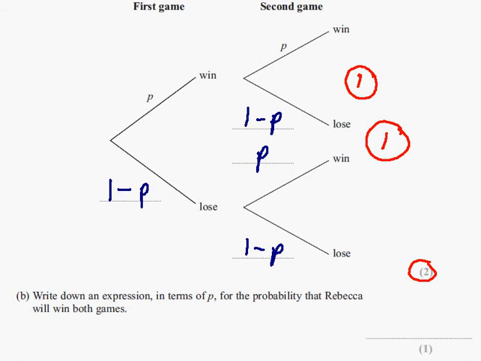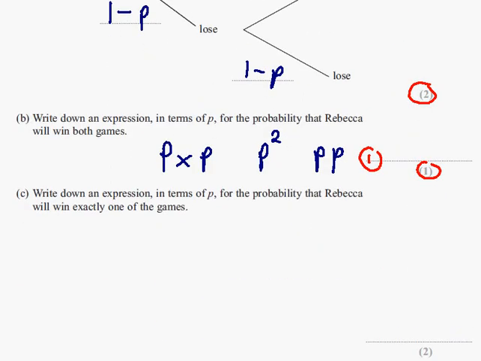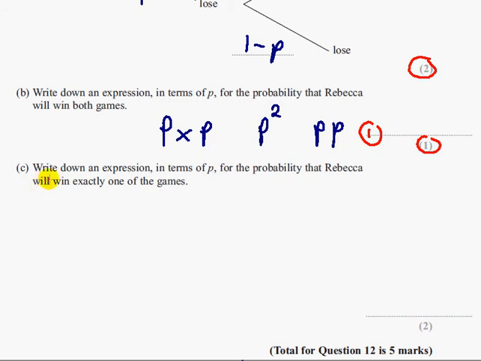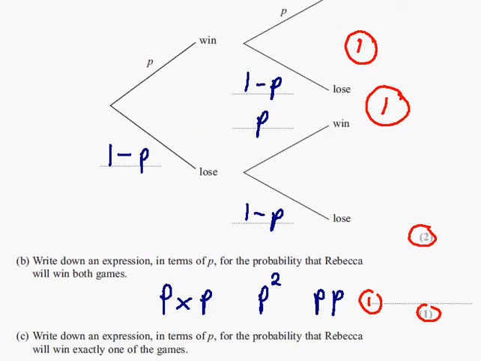So all you have to do is P times P to get the probability of a win-win. Now you could also do P squared, that's absolutely fine as well, or you can have PP. Any of those will be absolutely fine, and that's worth 1 mark for part B. Part C, a little bit more tricky. It says write down an expression in terms of P for the probability that Rebecca will win exactly 1 of her games. So exactly 1 of her games.